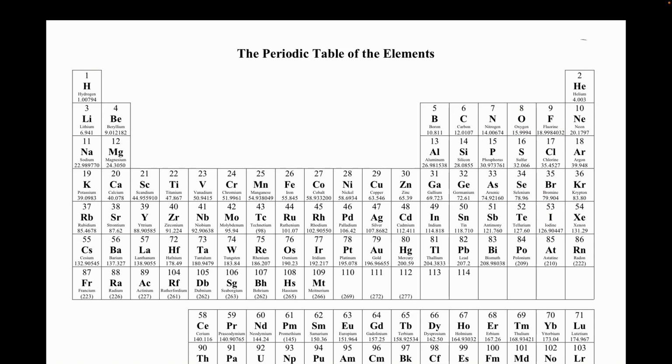So, let's start with the easy one here because we have a special name for that last column all the way on the right-hand side there. That is the what? The noble gases, right? So the red on our periodic table here, all of these elements that are listed in red are gases in their standard state.